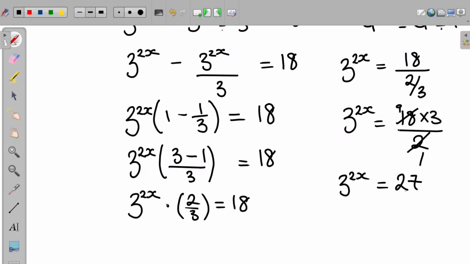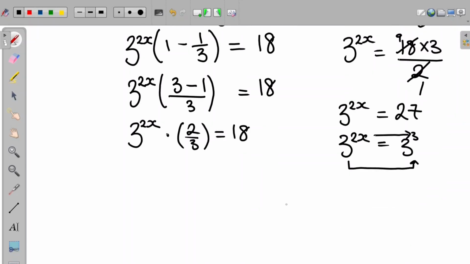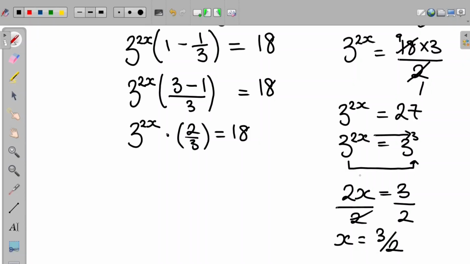At this point now, to obtain the value of x, we have to express 27 in base 3. So this becomes 3 raised to the power of 2x equal to 3 raised to the power of 3. Now, since their bases are the same, it is true that their powers are also the same. So therefore, we have that 2x is equal to 3. If we divide both sides by 2, x is equal to 3 divided by 2, because 2 cancels out 2.